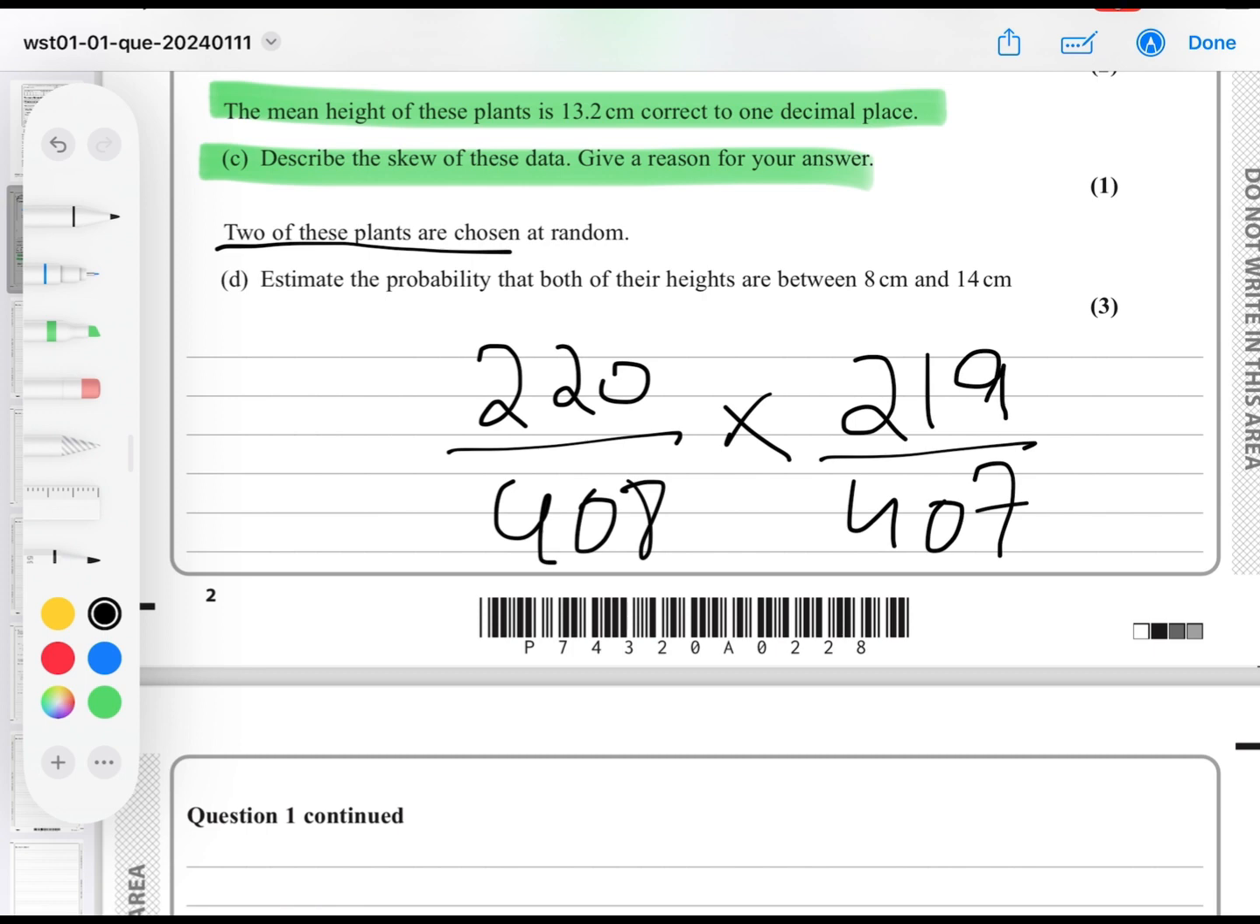So I got 0.2901. There you go. So this was the first question done. Now we will move towards the next question.